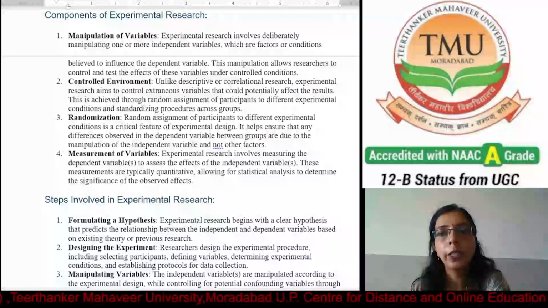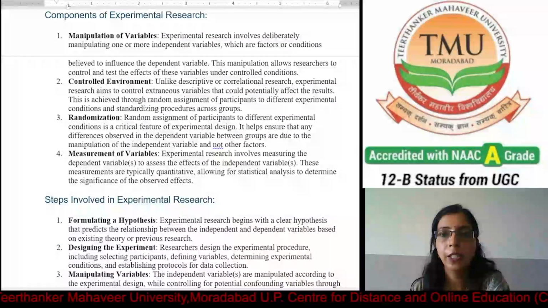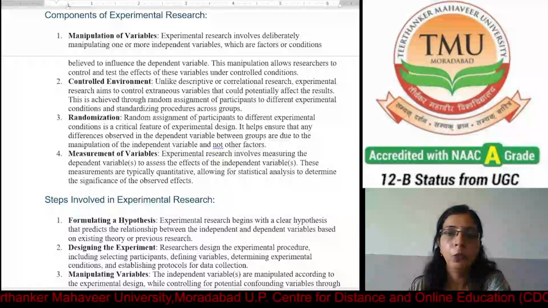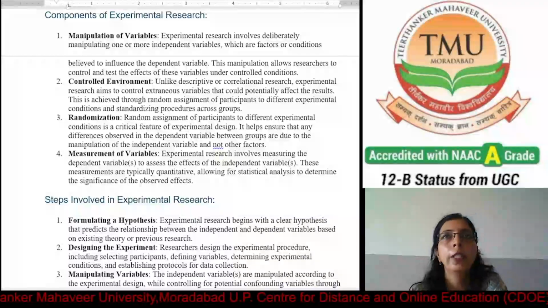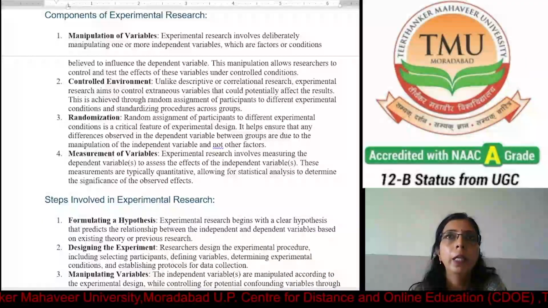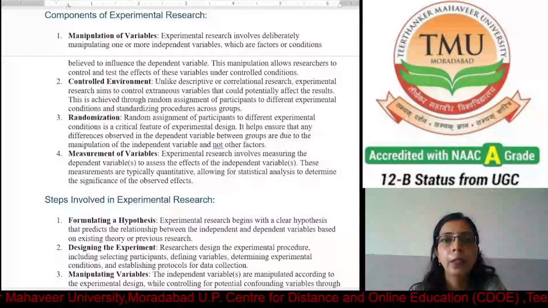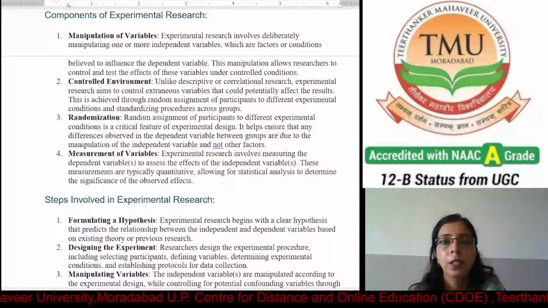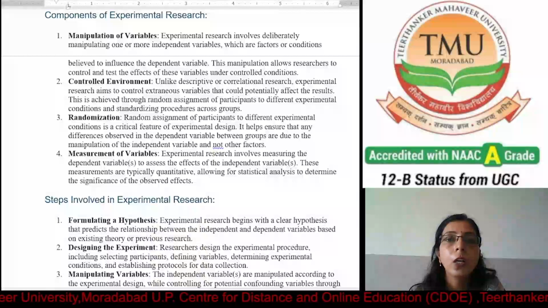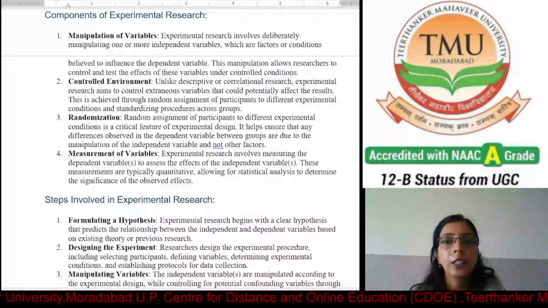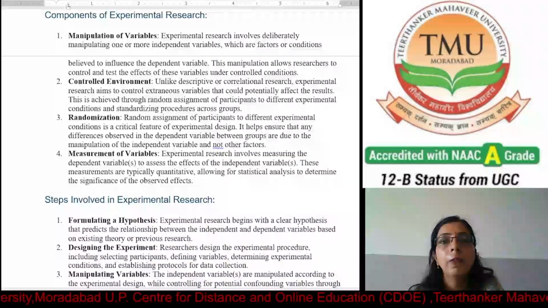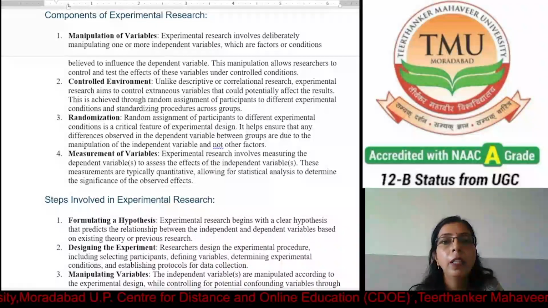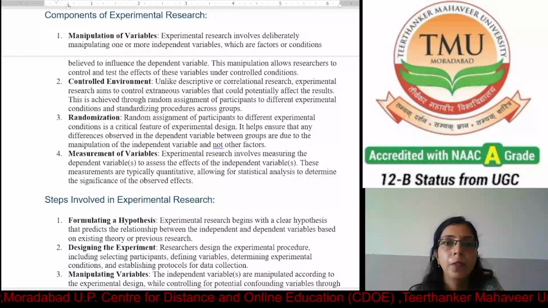Good afternoon, students. In today's session, we are going to cover another important aspect of experimental research design, which is external validity. The extent to which the objective of the researcher is attained is a measure of the external validity of the experimental research design.